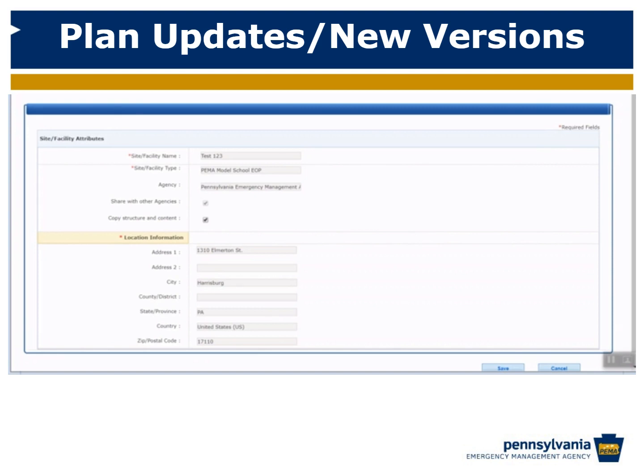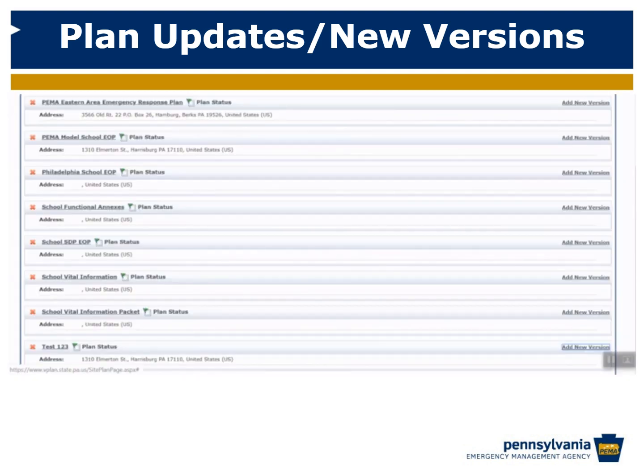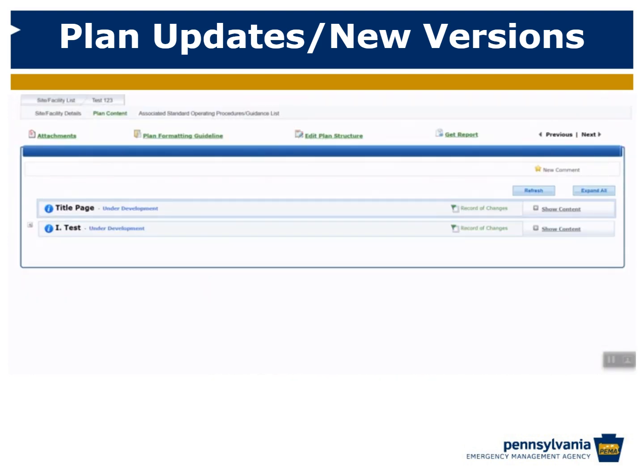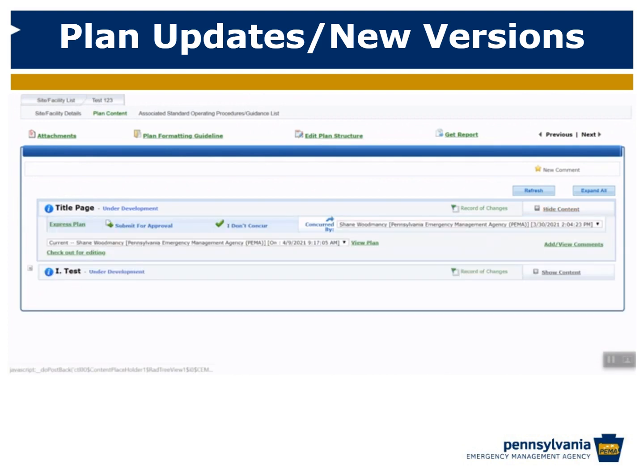So if you look down here, make sure that's checked. You also want to make sure that that's always checked with share with other agencies. Now go down here and click Save. Now as we can see when we go back into this test 1, 2, 3 plan, everything's under development. You can see here that we have the view plan, check out, we have those options again.